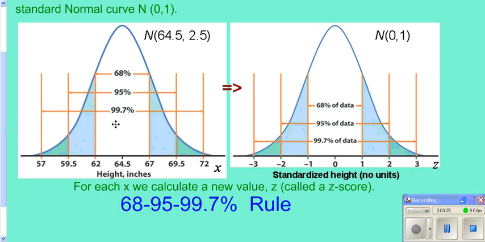On the left, the same thing works, but here we're dealing with a mean of 64.5 inches and a standard deviation of 2.5. So if you go 2.5 units to the right, which is 1 standard deviation to the right, and 1 standard deviation to the left of your mean, that's 68% of your data. 2 standard deviations to the right, 2 standard deviations left, that's 95% of your data. 3 standard deviations in each side is 99.7% of your data. If you're dealing with normal distribution, that's always the way it is. It always follows that 68, 95, 99.7 rule.